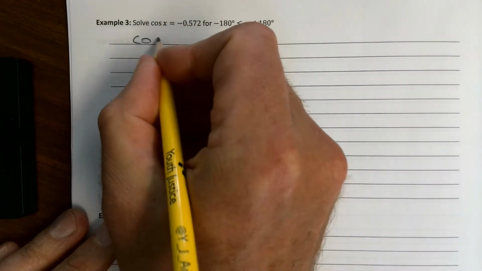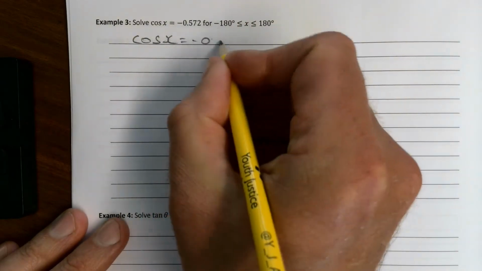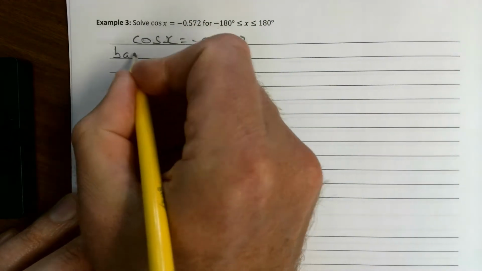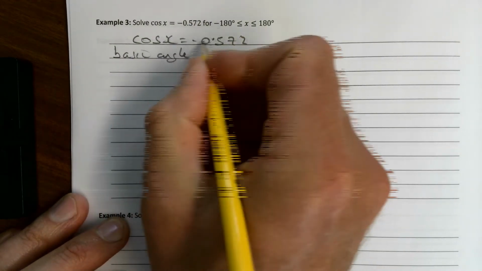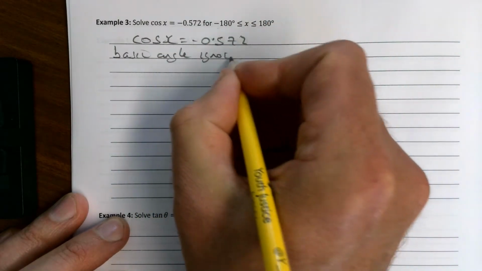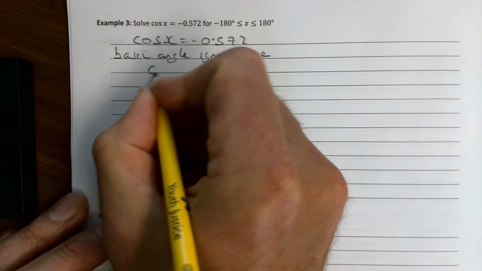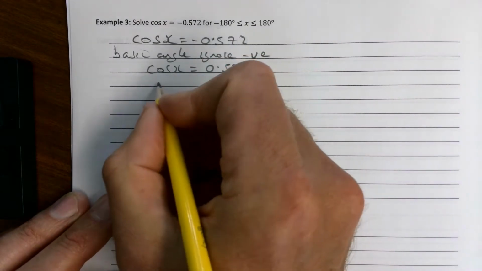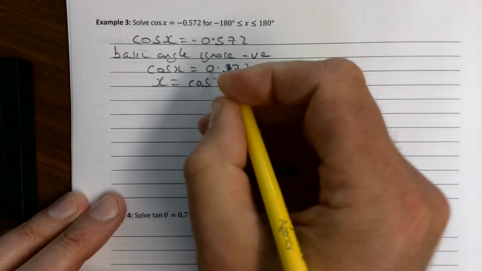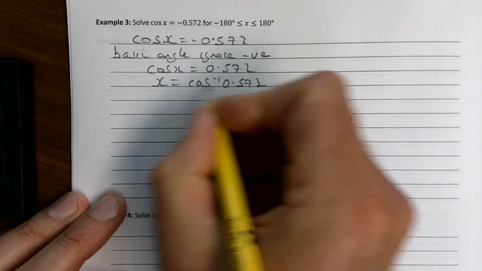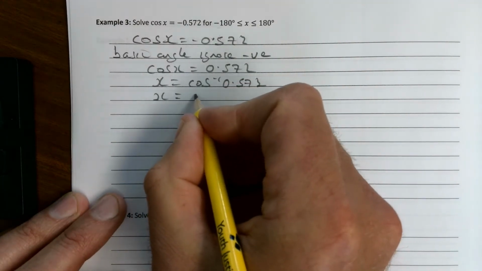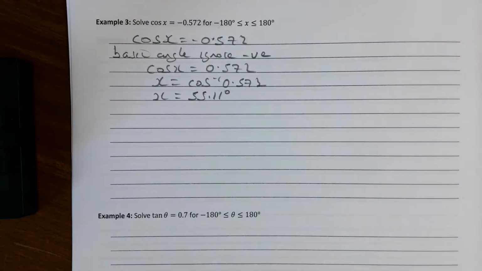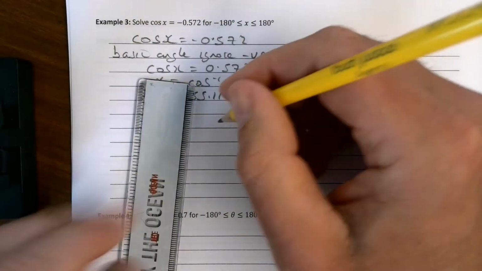So the question says cos x is minus 0.572. For our basic angle, as I said in the previous video, if it's a negative, we ignore the negative. So we would then go cos x is 0.572. x, of course, then is cos to the -1 of 0.572. And x then is 55.11 degrees.